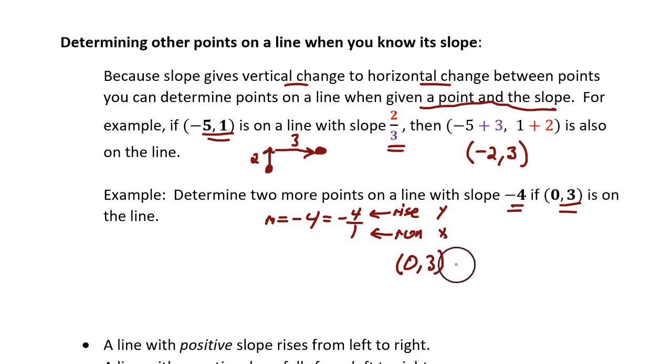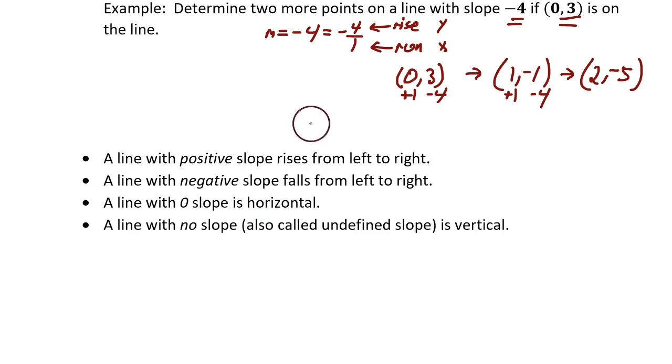Take the point that you know is on the line and increase its x value by 1 and decrease its y value by 4. This creates the point (1, -1). To find another point, take (1, -1) and increase its x value by 1 and decrease its y value by 4. That creates the point (2, -5). We have found 2 more ordered pairs that are on the line.